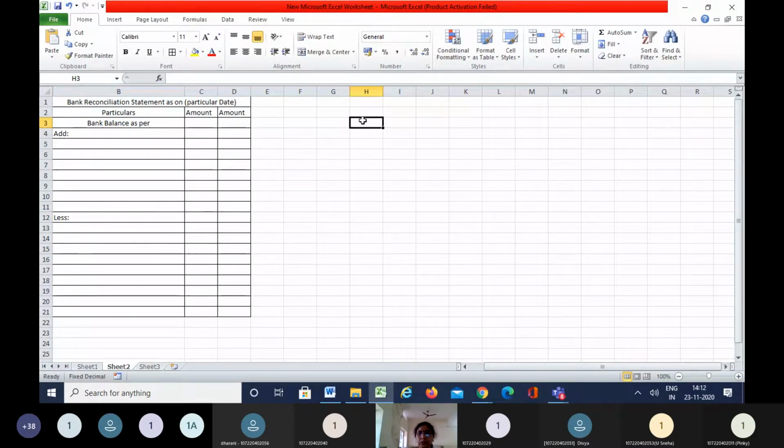Now coming to the format of the cash book, followed by the format of the passbook. According to the cash book, the debit is to be called as receipts. The credit is to be called as payments. Bear in mind, in the passbook the debit is to be called as withdrawals, and the credit is to be called as deposits. So this is a rough cash book followed by the passbook.